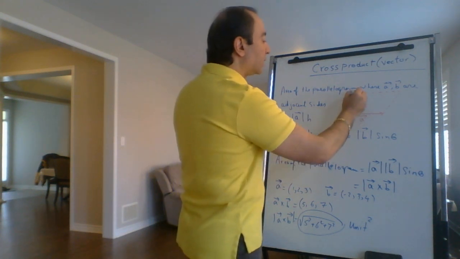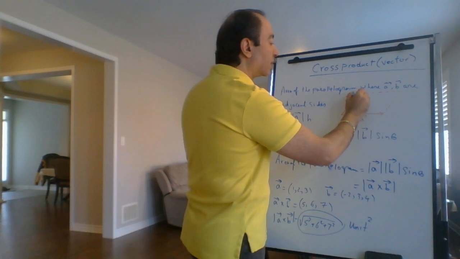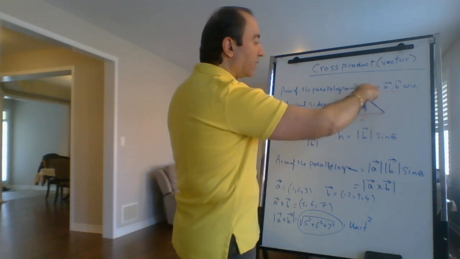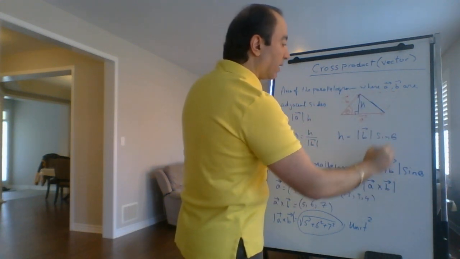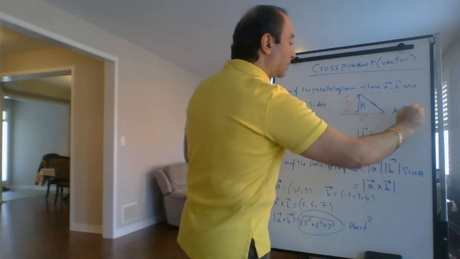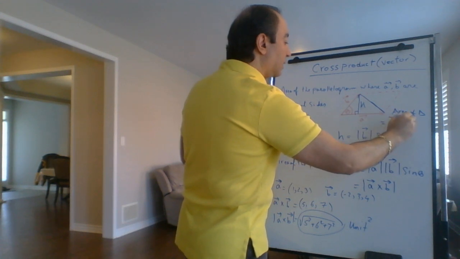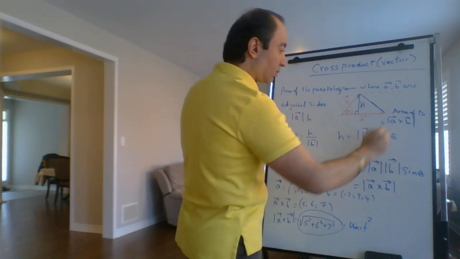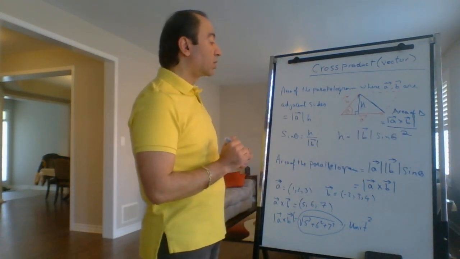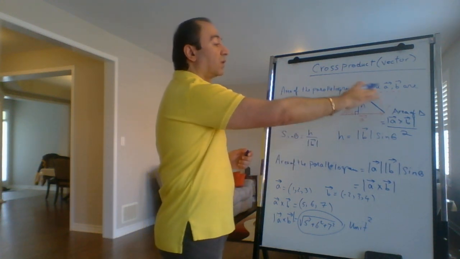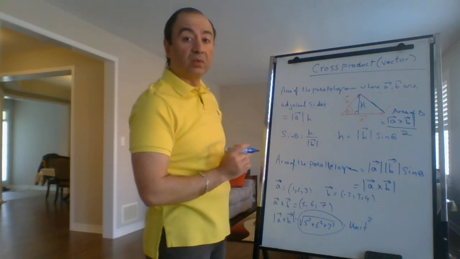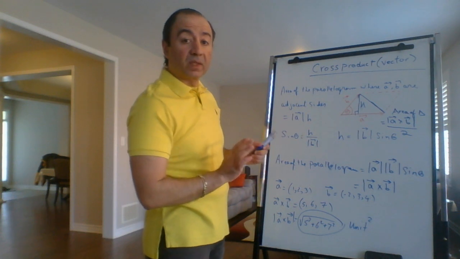Now let's say I want to find the area of a triangle where A and B are adjacent sides. The area of this triangle is half the area of the parallelogram. So I can say the area of the triangle equals the magnitude of A cross product B, divided by 2. Okay, this is a very, very, very important application, and it can help us find the area of triangles and parallelograms if we know the components of the two vectors. Okay, I am done with the lesson.